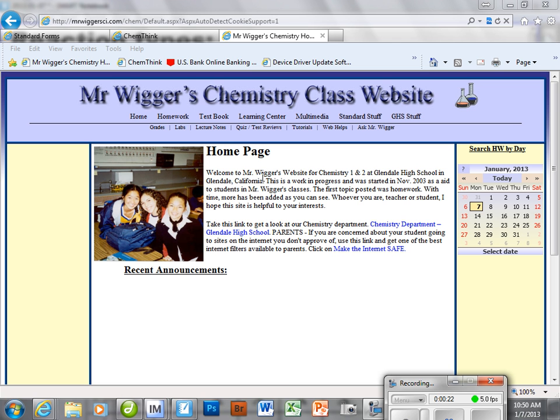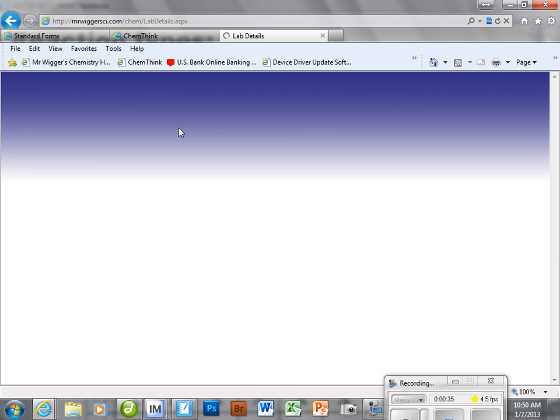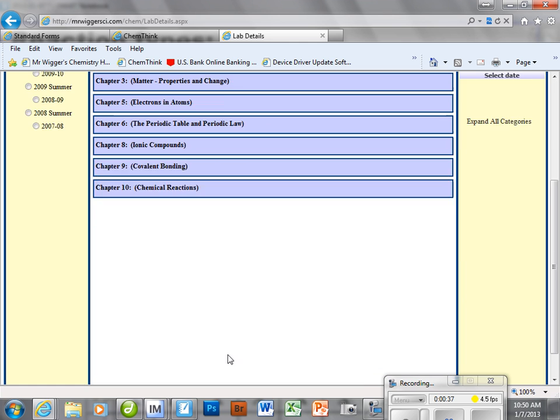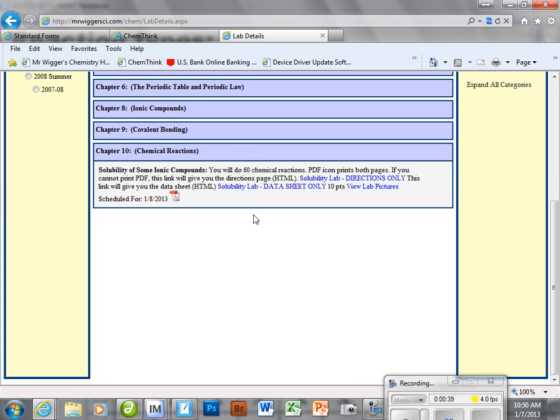The lab can be picked up at my website, which is mrwiggerside.com/chem, and going to the Learning Center, and then going to the lab section right here, and going to chapter 10, which is the chapter that goes with this particular activity.